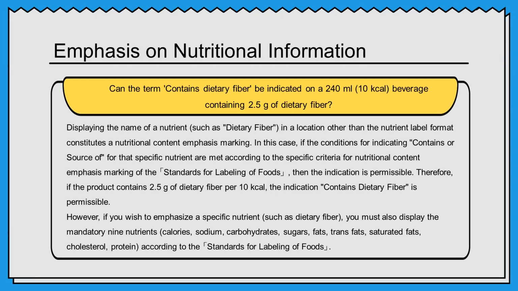Finally, let's look into emphasis on nutritional information. Displaying the name of a nutrient, such as dietary fiber, in a location other than the nutritional information label format falls under the category of nutritional content emphasis marking. In this case, if the conditions specified in the detailed criteria for nutritional content emphasis marking, according to the standards for labeling of foods, are met, indicating "contains" or "source of" for that specific nutrient is permissible.